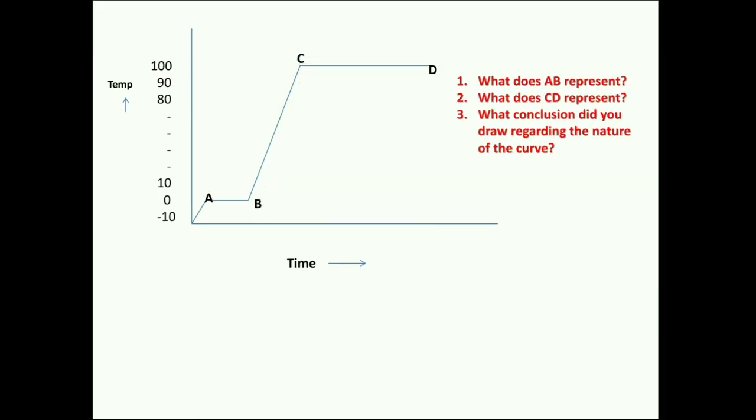Now what does AB represent? AB represents melting of ice. What does CD represent? CD represents boiling of water. So what conclusion did you get from this curve? The conclusion which I can draw from this curve is the answer. First let me show you the answer for 2.